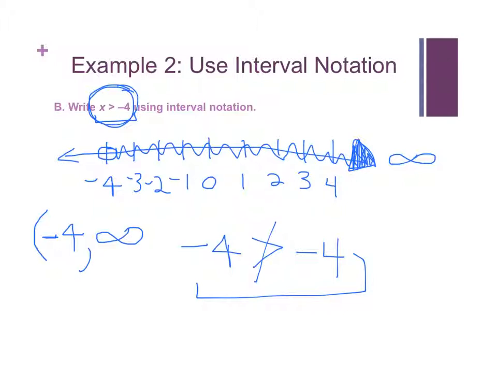And since infinity really isn't a number, but it's a concept that something is continuing in a direction without stopping, then I would use a parenthesis. Because infinity has no stopping point, I can't include infinity because it is not an actual number. I would always use a parenthesis for infinity. And this is our solution to this problem. Our interval is parenthesis -4, comma, infinity, parenthesis.